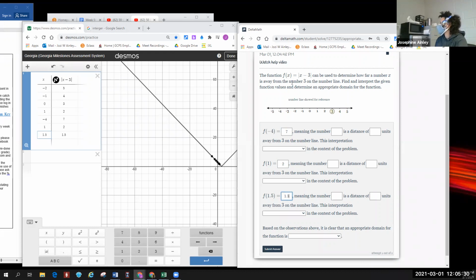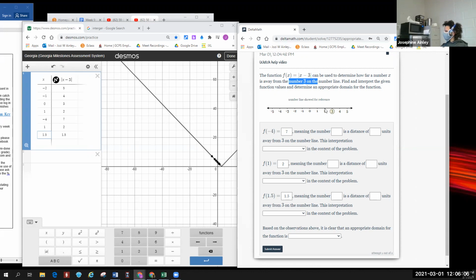Now I'm going to read the question. It can be used to determine how far a number x is away from the number 3 on the number line. Okay, find and interpret the given values. So this is how far a number x is away from 3. If it's right here, it is 1, 2, 3 away from 3. So your x value is how far it is away from this number 3. If it's over here, it's 1, 2, 3, 4, 5, 6. Okay, it's how far a number is from 3 on the number line.